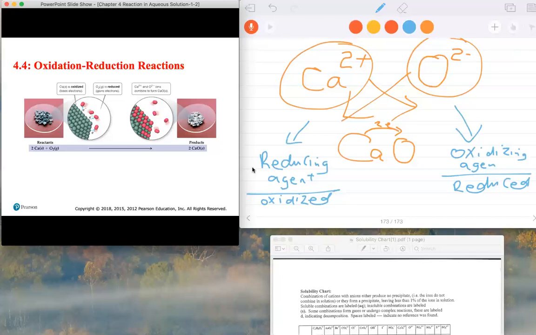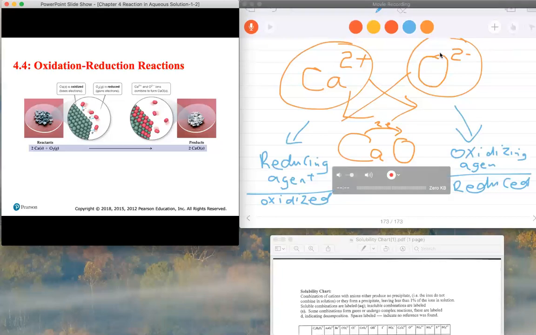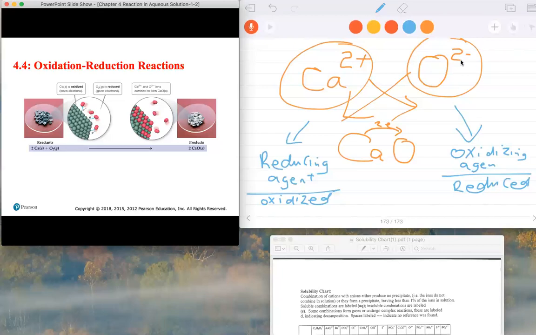Oxidizing agent makes the other species do what? To lose the electron. For example, here, the oxidizing agent, oxygen, is making calcium lose electrons. How do we know that it has made calcium lose electrons? It is negatively charged. It has gained electrons. It has made the other one lose. So we say oxidizing, it's making the other one lose, and it is reduced.